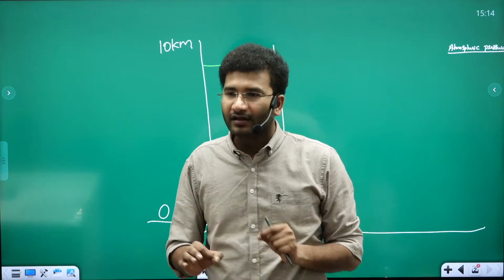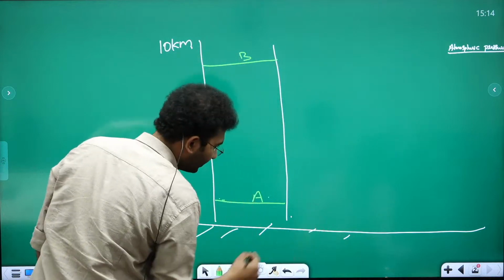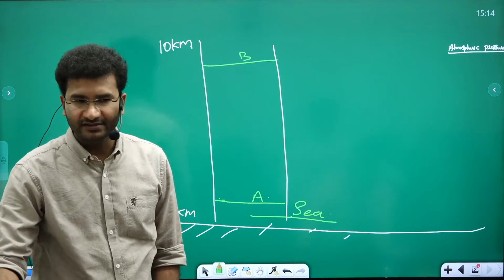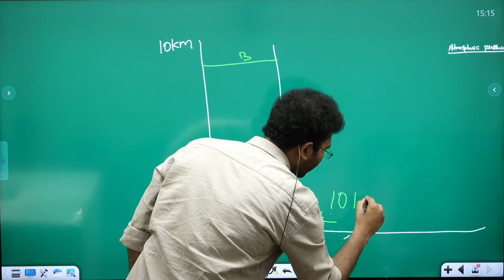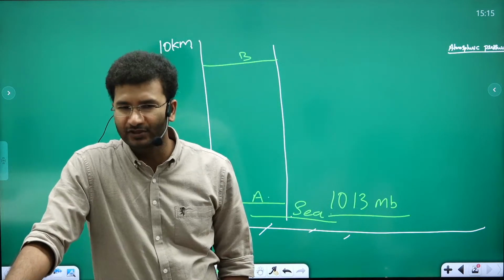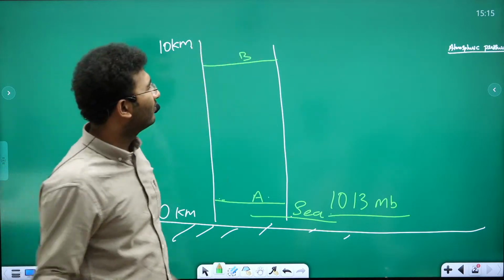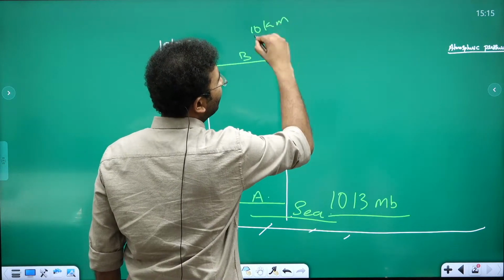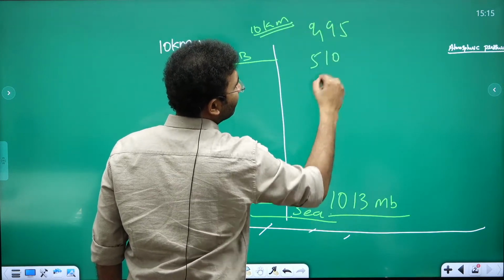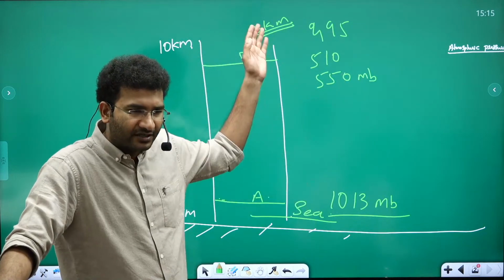And remember, imagine this is your sea level, here is your sea, okay? The average atmospheric pressure at the sea level is 1013 millibars. Okay, 1013 millibars is the average atmospheric pressure at sea level. And then as you go higher, it will reduce. On an average, at 10 kilometers height, the atmospheric pressure is near about 495, 510, 550 millibars. 50% of the atmospheric pressure is present there.